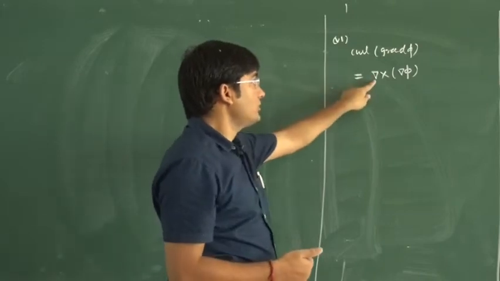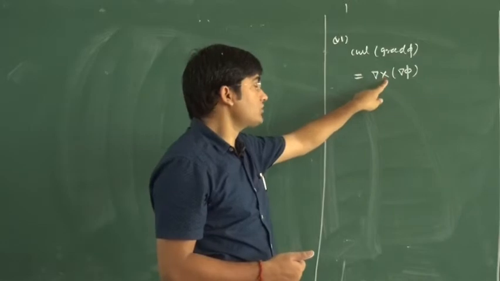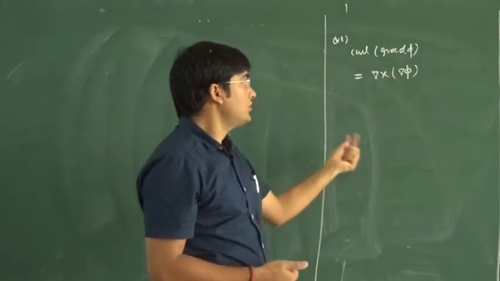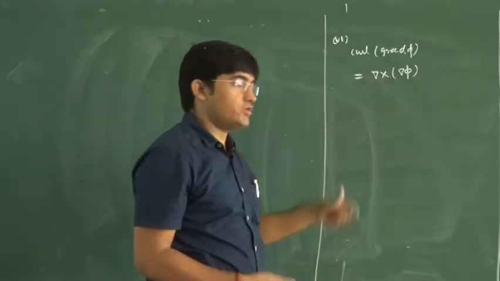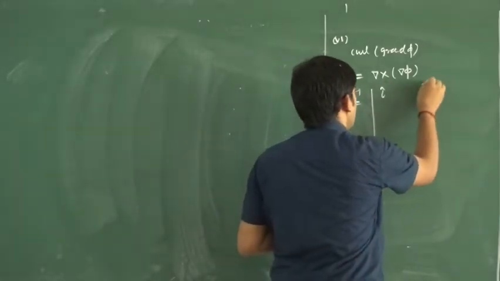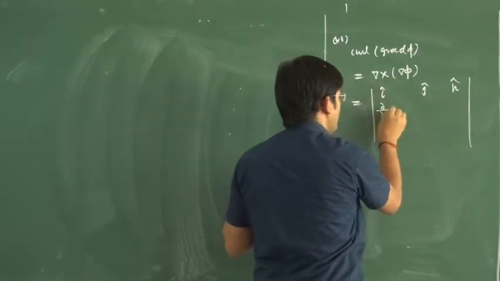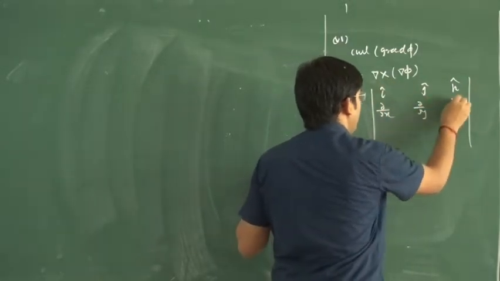So here we have to evaluate the curl product, that means cross product. So let us have the definition. You know that for the cross product we have the definition I, J, K. The components of del are del by del x, del by del y and del by del z.